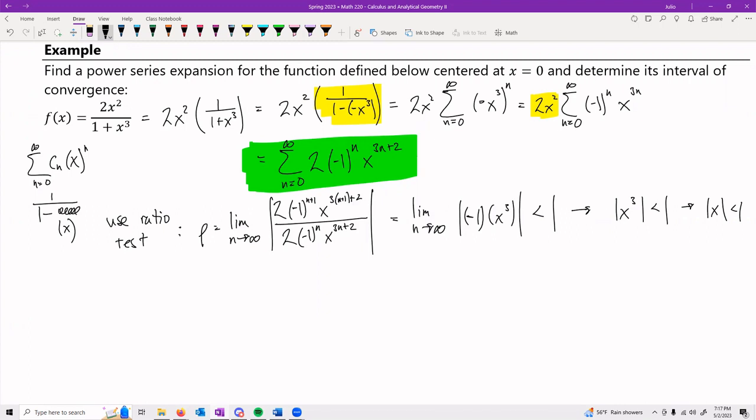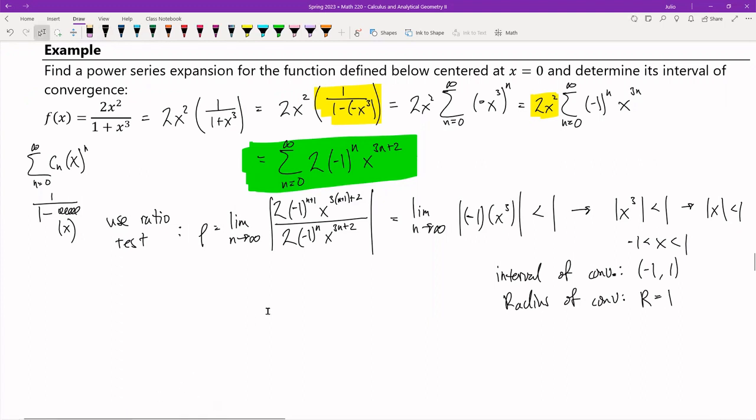So therefore, the x values where it should converge is -1 to 1 if you solve this out, and there you have it. So our interval of convergence is supposed to be -1 to 1, and our radius of convergence should be r equal 1. All right, we're getting closer. We're almost done.